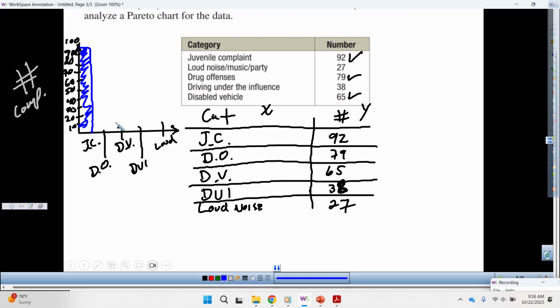Drug offense 79. 79, close to 80. Disabled vehicle 65. DUI 38. And loud noises 27.